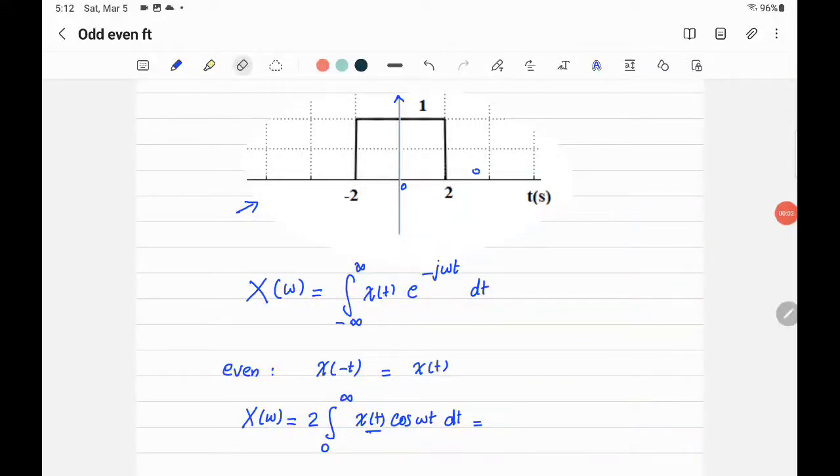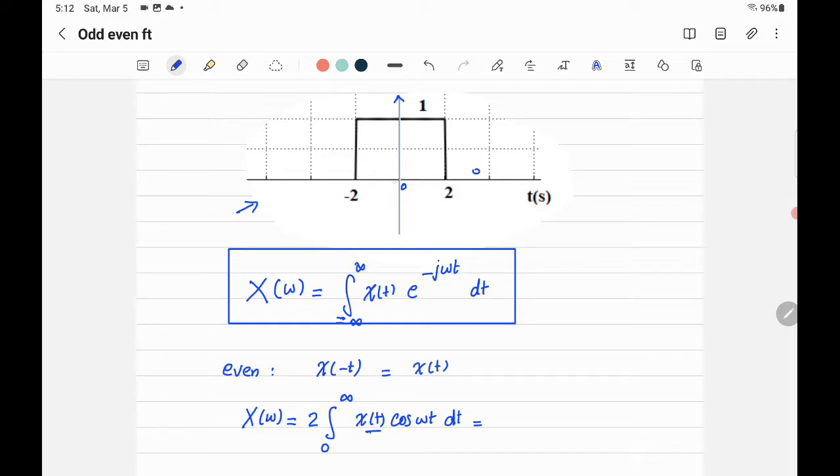To find the Fourier transform for a continuous time signal, usually we use this integral form, which is X of omega equal to the integration from minus infinity to positive infinity of x of t times e to the power minus j omega t dt. But what happens if the signal is an even signal?